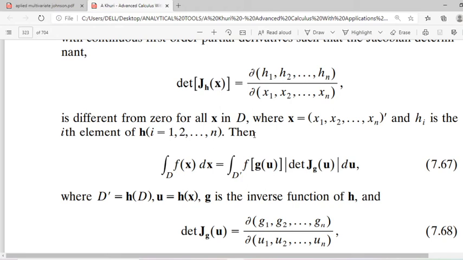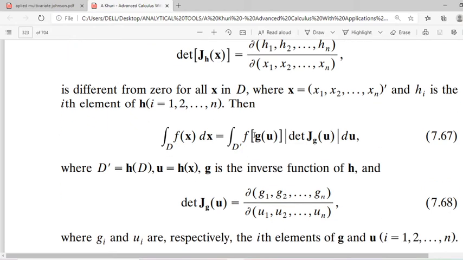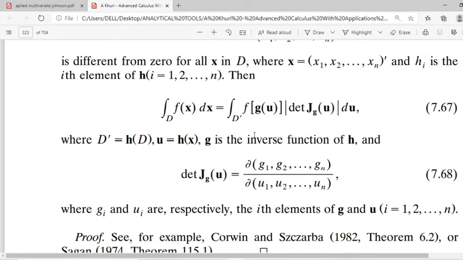So that is as usual multivariate integration. This is possible when both the determinant of Jh of x and Jg of u exist. And you know that the determinant of Jg of u is equal to dou g1 g2 up to gn by dou u1 u2 up to un. So this is possible.